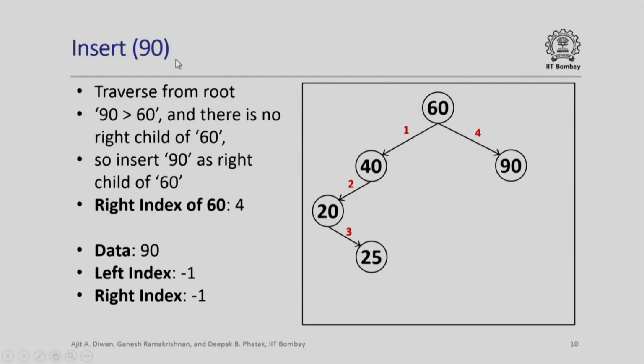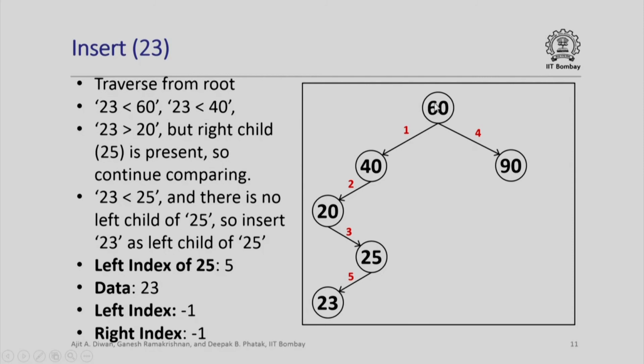Suppose we now get 90. Now starting traversal from the root, we notice that 90 is greater than 60 and there is no right child of 60. So we insert 90 as the right child and insert the index 4 in the right child index of the parent node 60. We get 23, for example. We again start traversal. 23 is less than 60, 23 is less than 40, 23 is greater than 20. We go to the right, but there is already a node that is 25. 23 is less than 25, so therefore we have to create a left node at this juncture, which is how it is created, and the left child index of 25 is set to 5, because that is where the new node appears. Very simple and straightforward procedure.